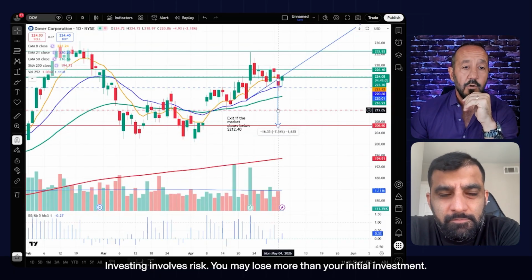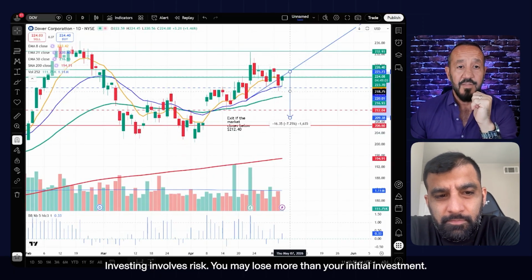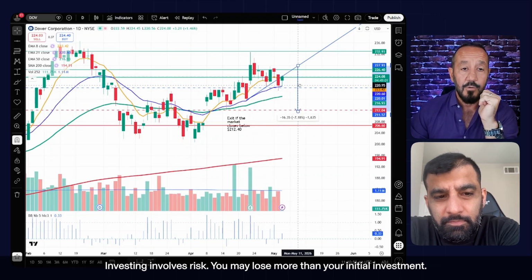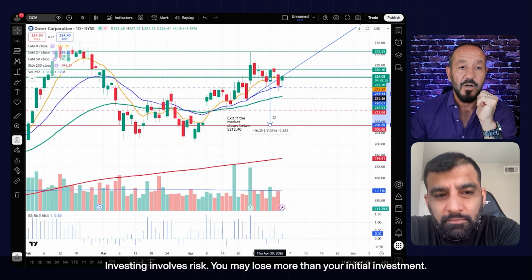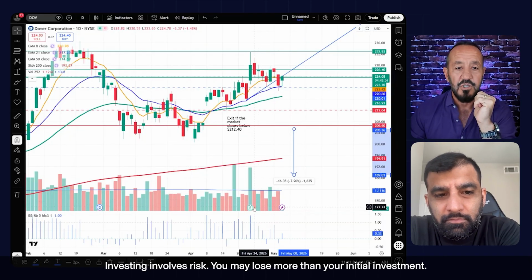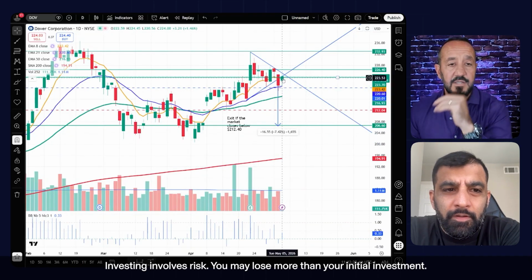Now that applies to wherever the neckline is broken. So if the neckline was broken up here, it would go to here. If it was broken up here, it would go to here, and so on until it gets above this right shoulder, in which case it's dead. We can get rid of this now.